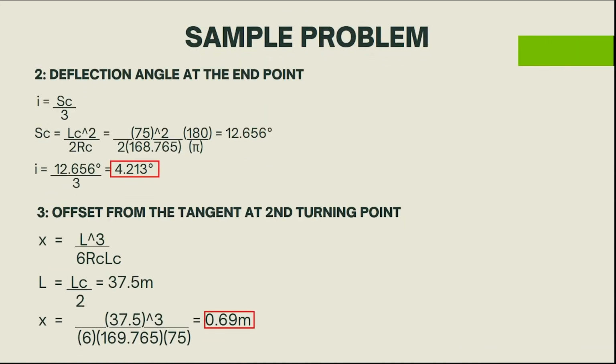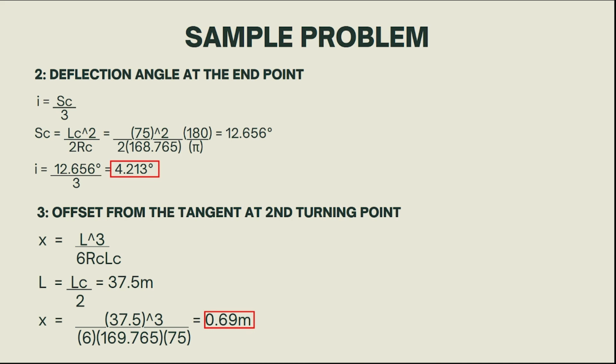For number 2, we look for the deflection angle at the endpoint. Since it's asking for the endpoint, we use the point SC and use the formula I equals SC over 3, which was the last formula that we derived. SC in this case equals LC squared over 2RC, or 75 squared over 2 times 168.765. Since the answer to this is in radians, we multiply it by 180 over pi to receive the degree value of 12.656 degrees. We simply divide this by 3 to receive 4.213 degrees as our final answer for I.